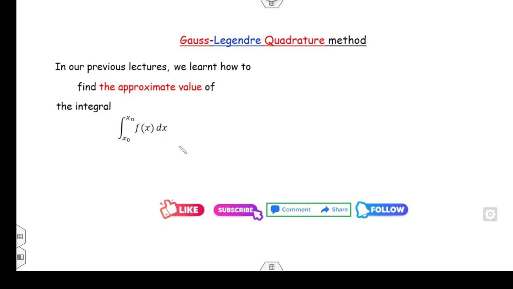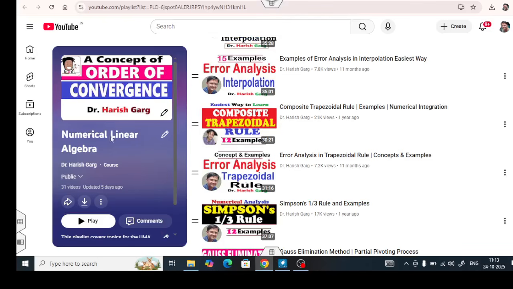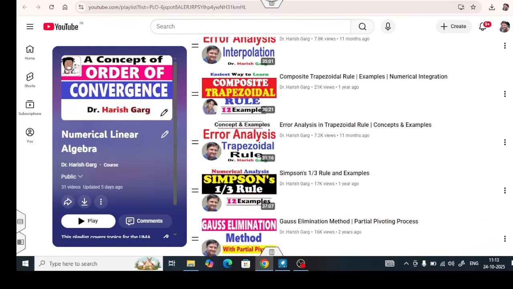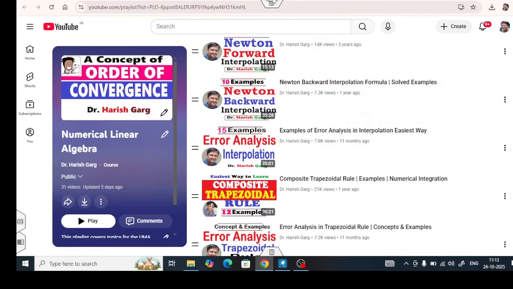Now, what we have discussed so far, we have learned how you can find the approximate value of the integration from x0 to xn. Can you tell me how you can find the approximate value by using numerical methods? Yes, you can use either the trapezoidal rule or the Simpson rule, or we call it the Newton-Cotes formula. For more detail, you can find my playlist Numerical Linear Algebra, and you can watch the composite trapezoidal rule, error analysis, Simpson 1/3 rule, and many more lectures available in this playlist.